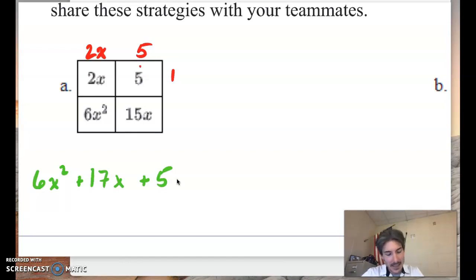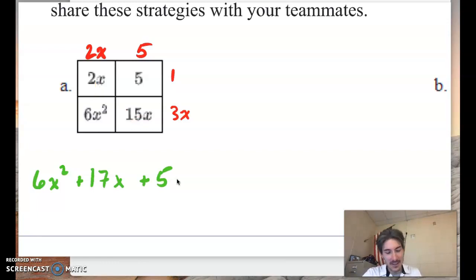And I'm going to ask the exact same question. 5 times what number is going to give me 15x? So I consider that. Well, it's got to have an x. 5 times what gives me 15? Hey, the answer is 3. 5 times 3x gives me 15x. And then I've got to check, and this will work every single time. 3x times 2x. Does that give me 6x squared? Well, 3 times 2 is 6. x times x is x squared. For sure, that gives me a 6x squared.